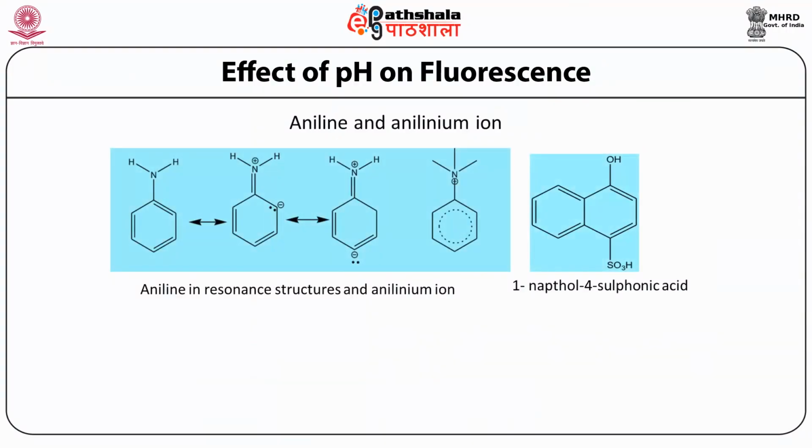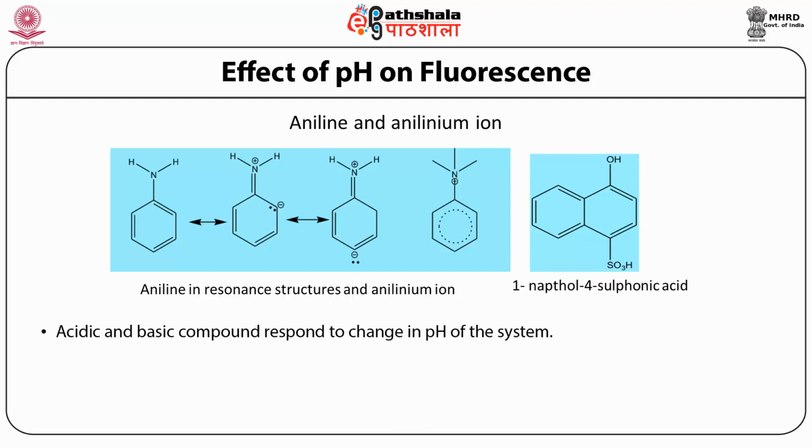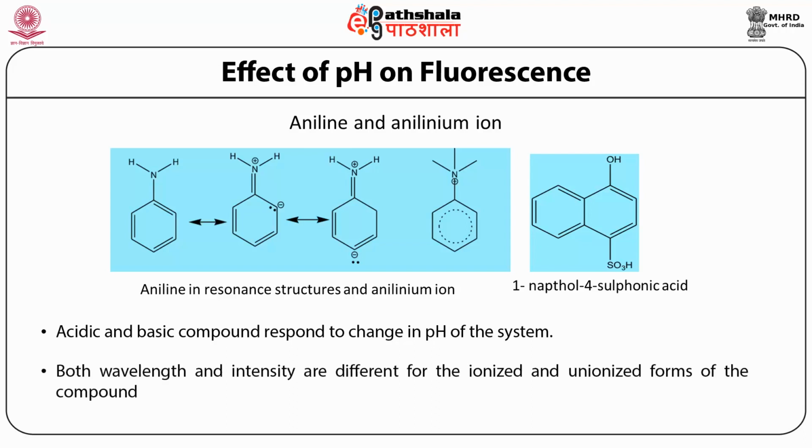So in addition to change in solvent, pH of the solvent also affects the fluorescence, because change in pH means change in the resonance structure of the compounds. So some compounds which can make resonating structures can have different resonating structures at different pH. So acidic and basic compounds respond to change in pH of the system. So both wavelength and intensity are different for the ionized and unionized form of the compound.